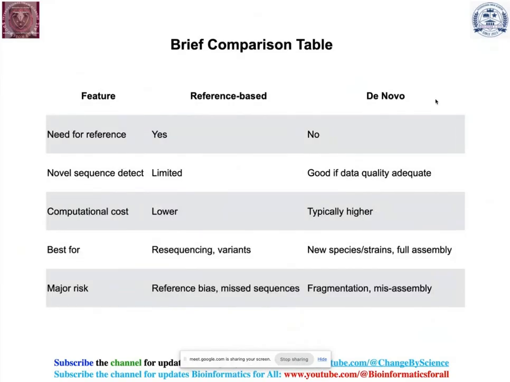Now, the basic difference between reference-based and de novo genome assembly. In reference-based, need for a reference, of course, yes, but in de novo, no. Novel sequence detection, limited, but in de novo, good if data quality is adequate. Computational cost is much lower than de novo, and reference genome-based assembly is best for resequencing and variants, but de novo is best for new species, strains, or full assembly. The major risk in reference-based is reference bias and missing sequences, but in de novo, it is fragmentation and misassembly.